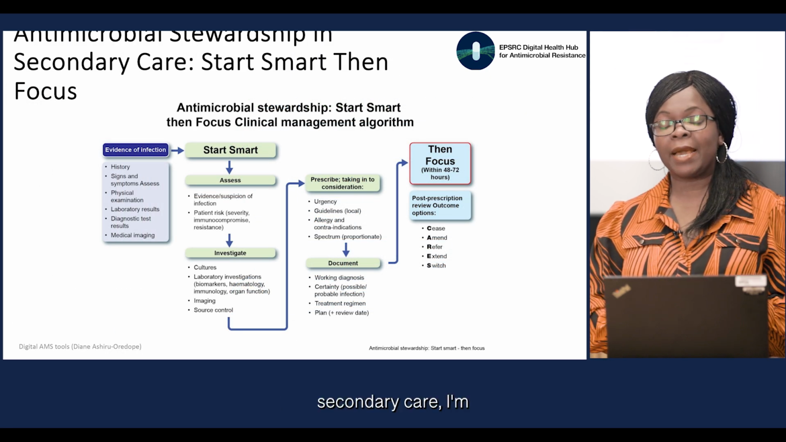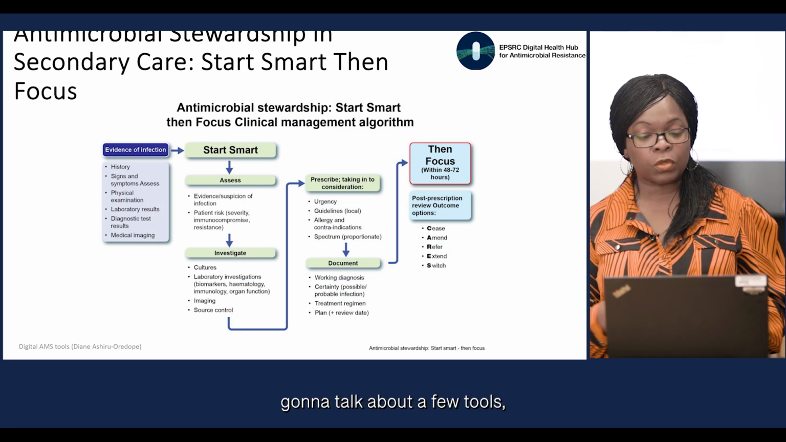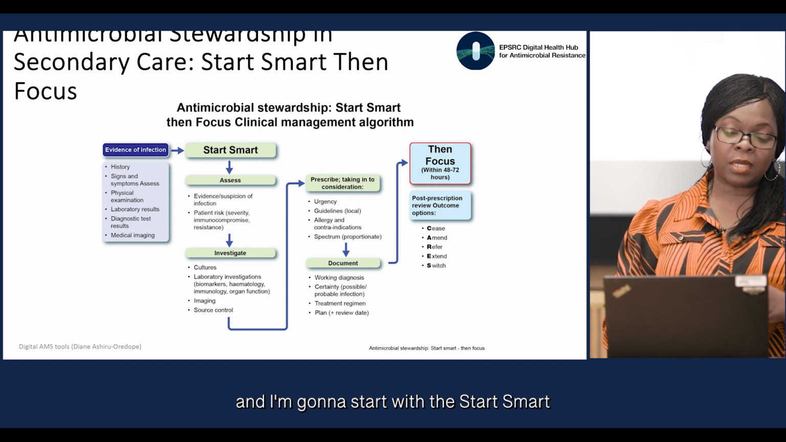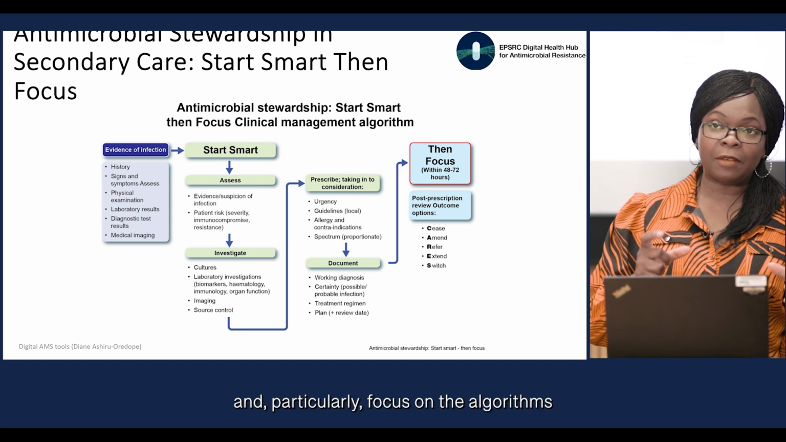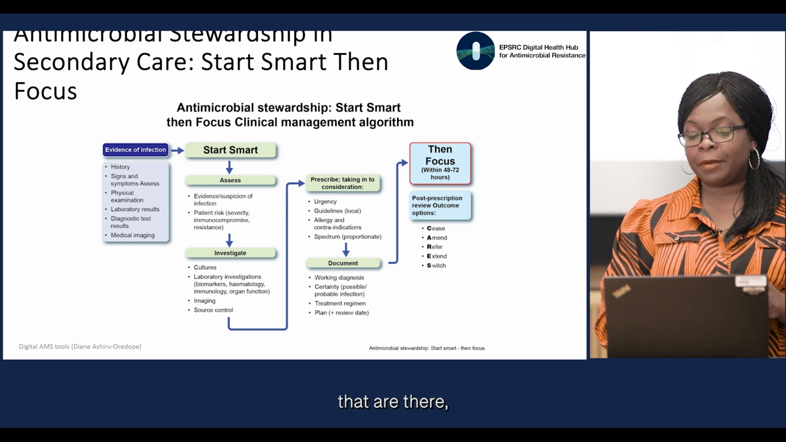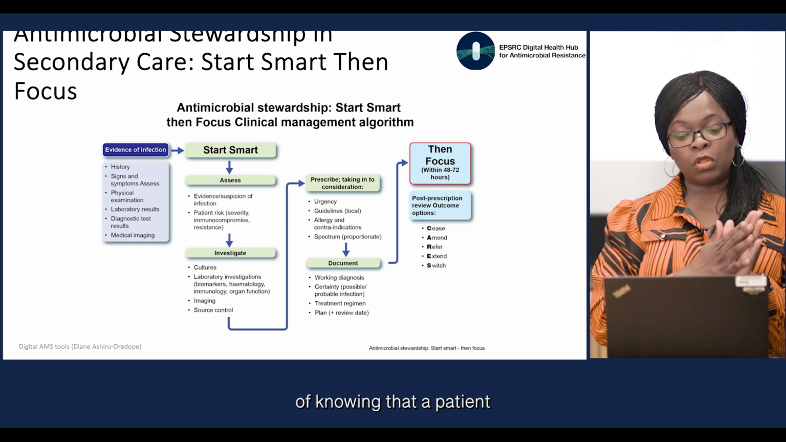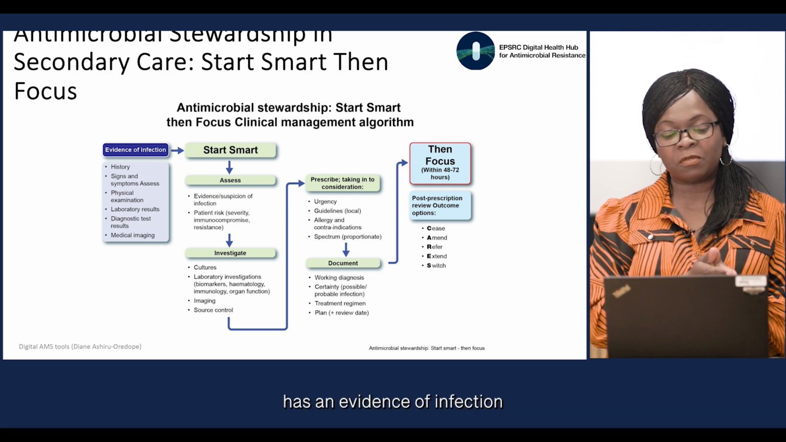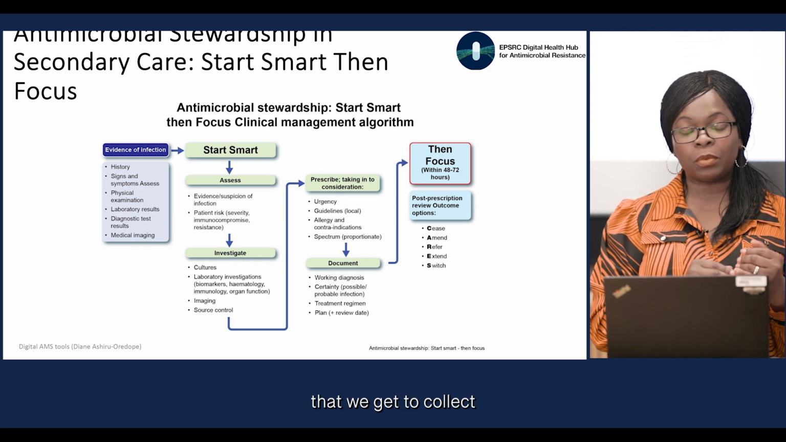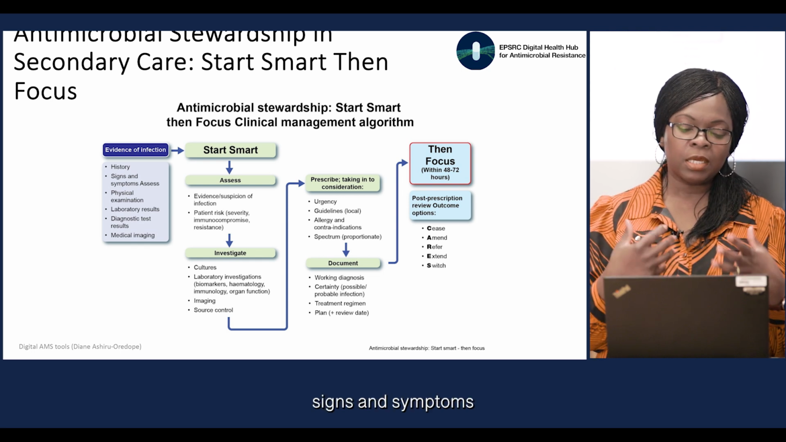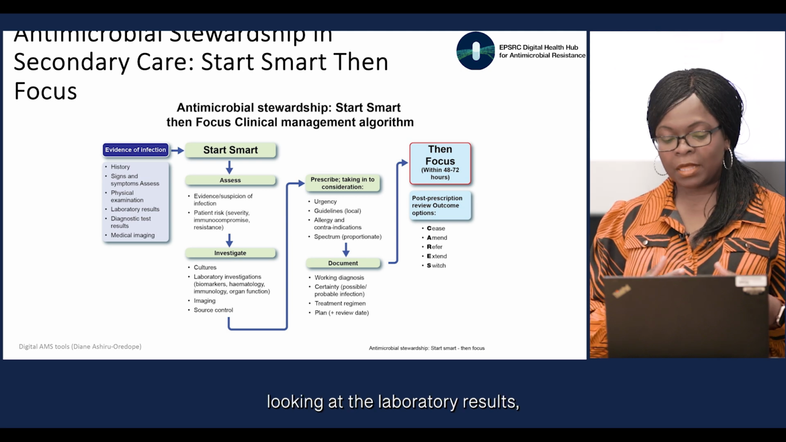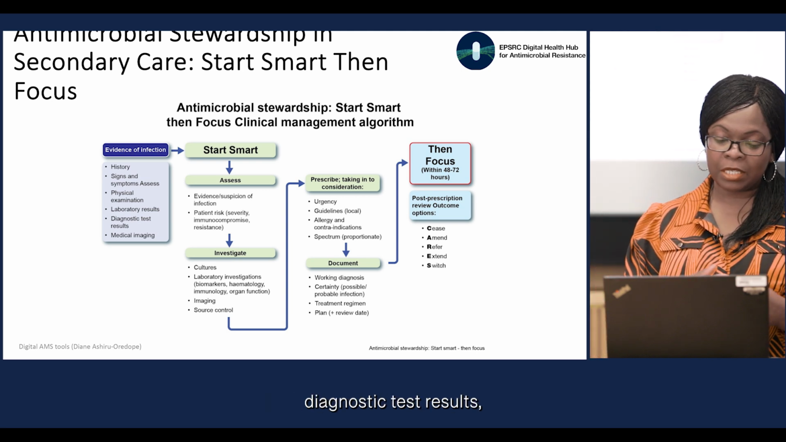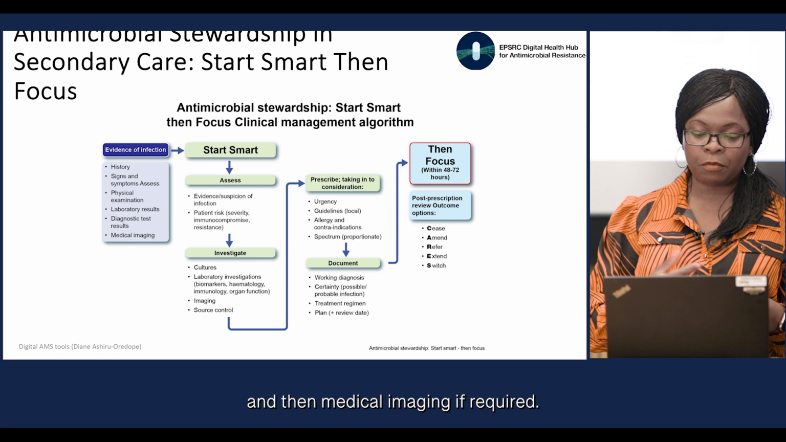Within secondary care, I'm going to talk about a few tools, and I'm going to start with the Start Smart, Then Focus toolkit for secondary care, and particularly focus on the algorithms that are there, and the importance of knowing that a patient has evidence of infection by looking and ensuring that we collect accurate history, signs and symptoms assessment, physical examination, looking at the laboratory results, diagnostic test results, and then medical imaging if required.